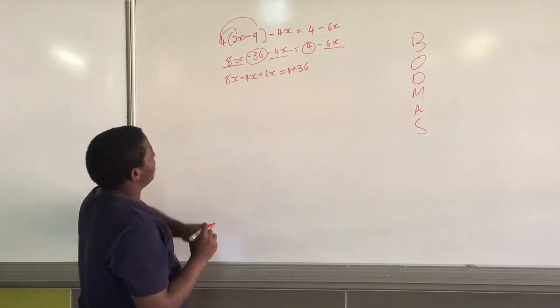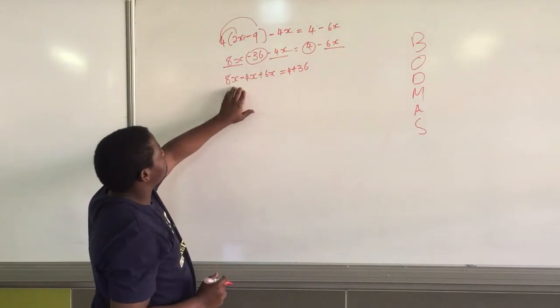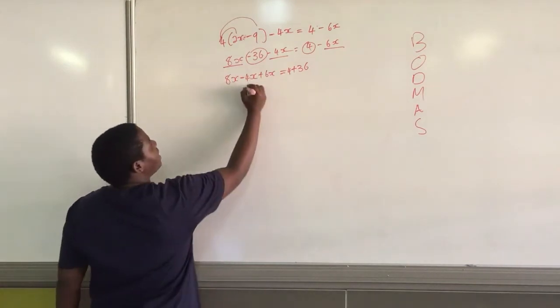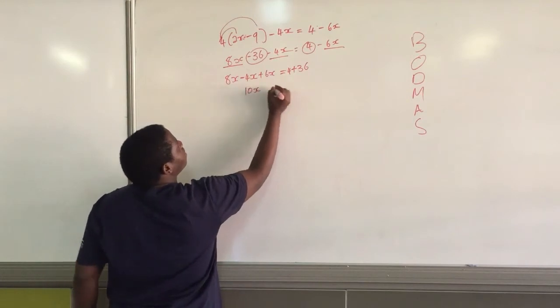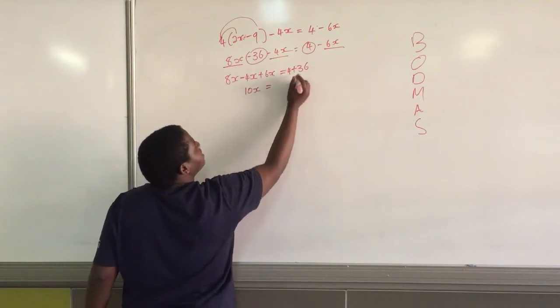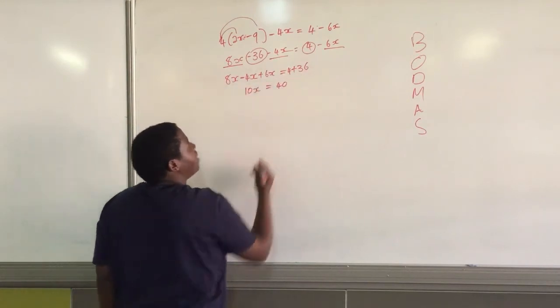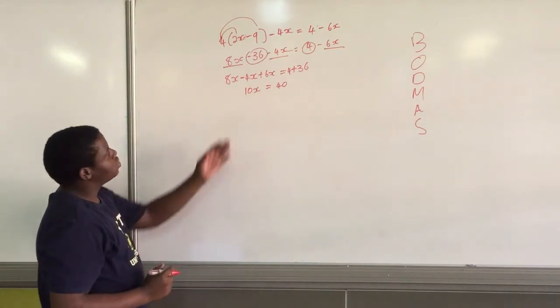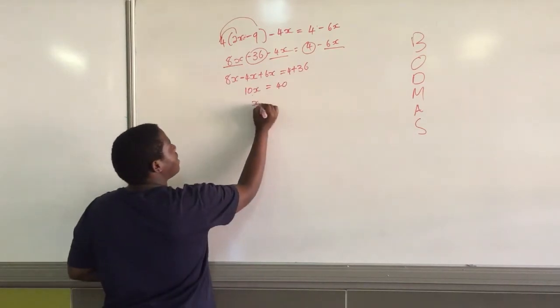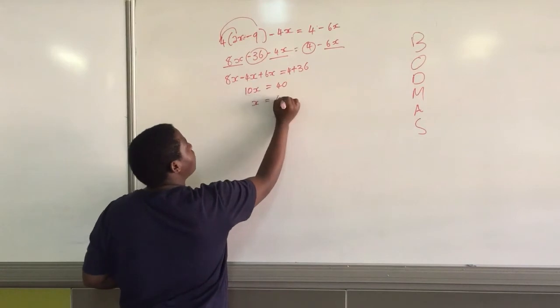Now, we can work this out. This will obviously be 4x plus 6x, 10x. And this would be 4 plus 36, and that would give you 40. And thus, remember what we need to do. So x is equal to 4.